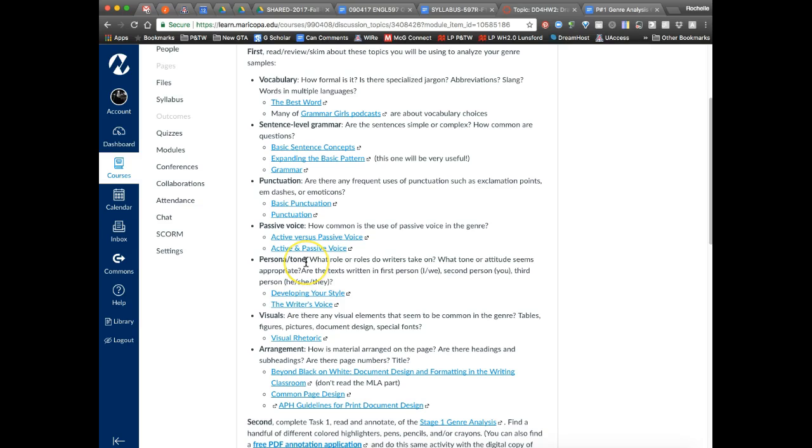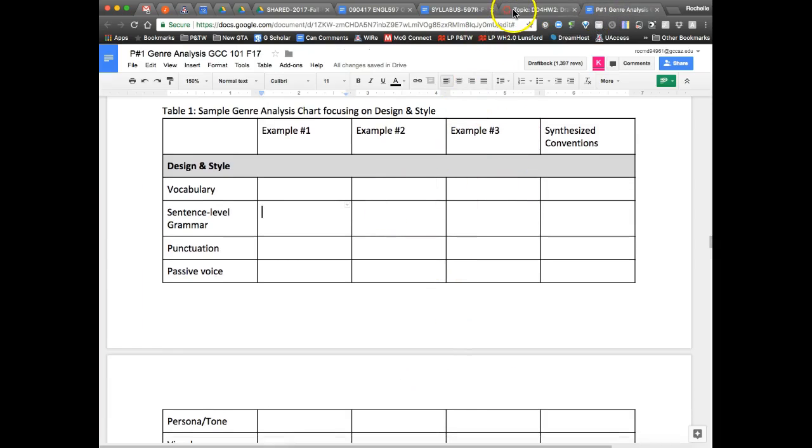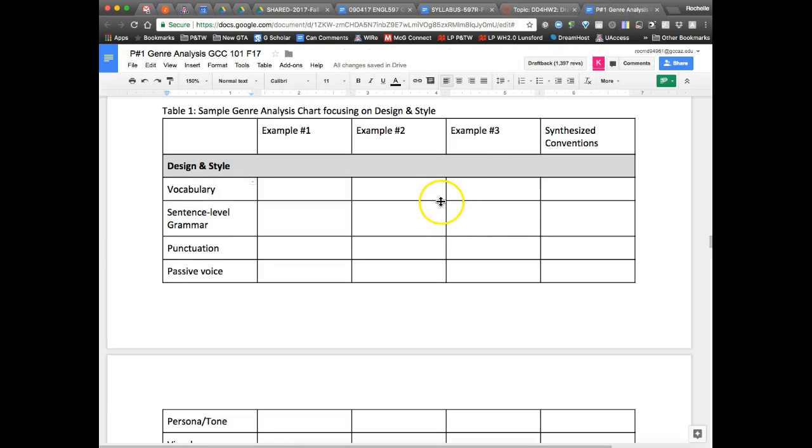So this is what I would do. I would find your 3 examples, and I would first start by closely reading them all, just paying very close attention to them. And then I would start this table, in a document. I would have this table, and then I would just work through each criteria going across. So I would start with vocabulary. I would skim these articles, these resources on vocabulary, and then I would carefully look at all 3, annotate all 3, because you're being asked to annotate these, in terms of vocabulary, and then I would jot my notes down in the table.